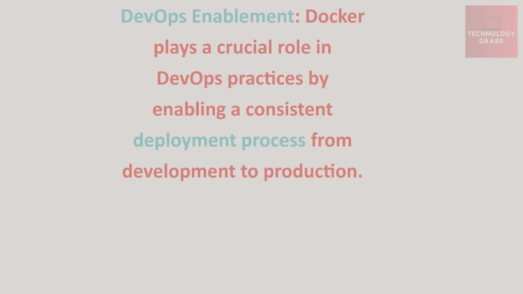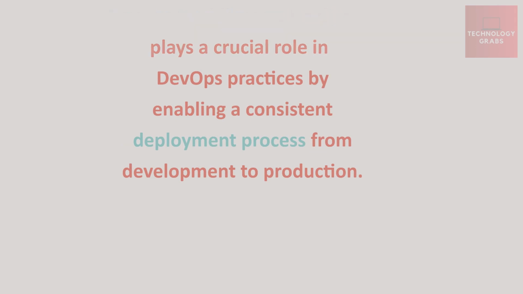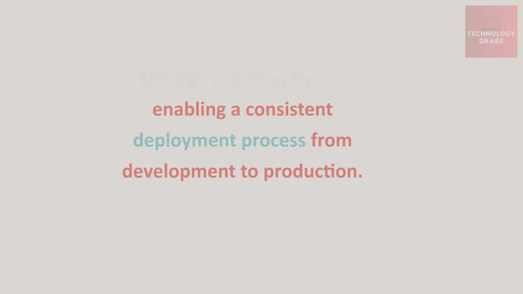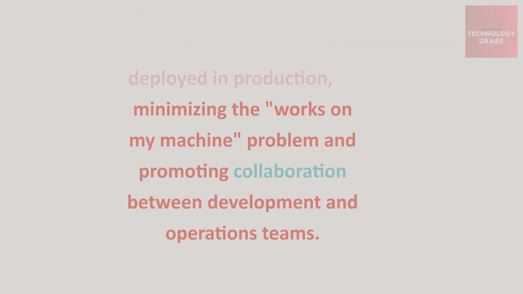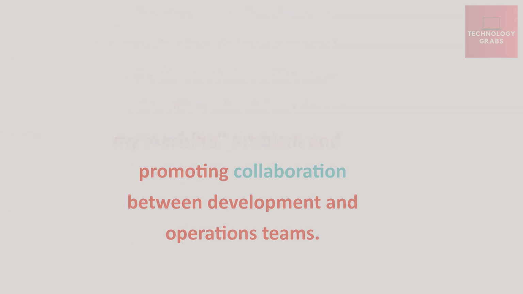DevOps enablement. Docker plays a crucial role in DevOps practices by enabling a consistent deployment process from development to production. The same Docker image used during development is deployed in production, minimizing the "works on my machine" problem and promoting collaboration between development and operations teams.